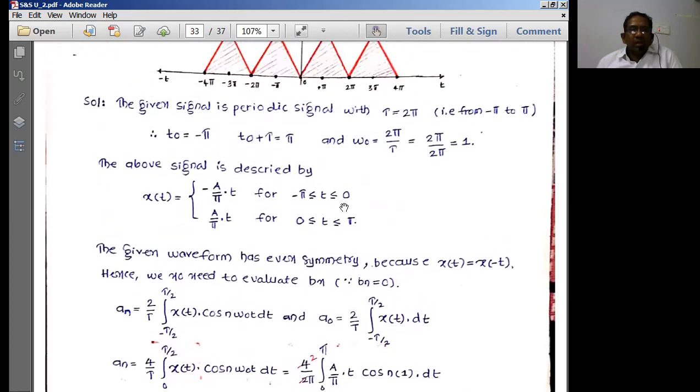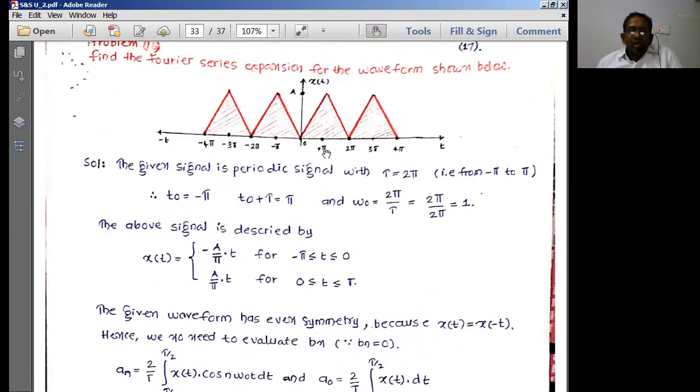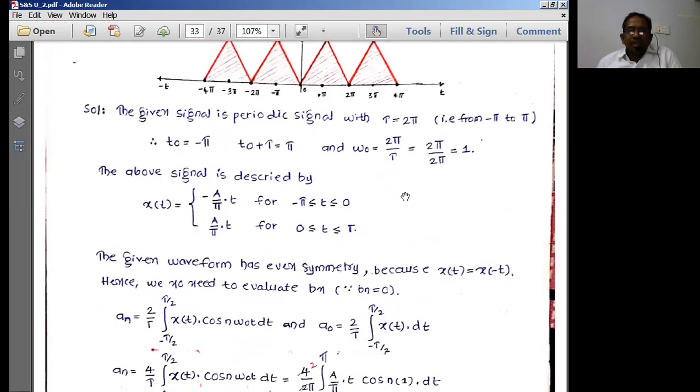What is the omega naught value? It is 2 pi by T. What is the total T I have? It is pi minus of minus pi, which is pi plus pi, going to be 2 pi. So the time period under consideration of the signal is going to be 2 pi. Therefore, I'll be getting omega naught is equal to 1.